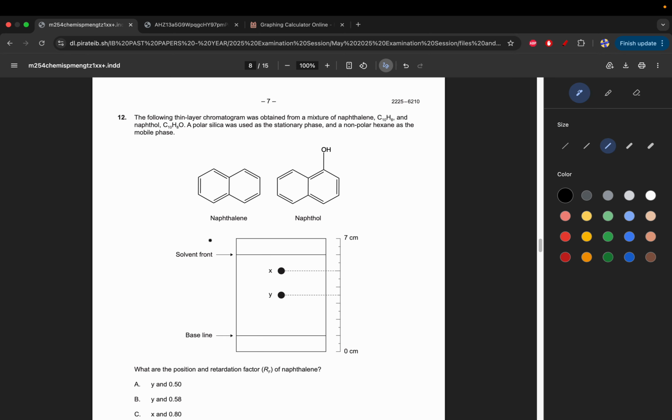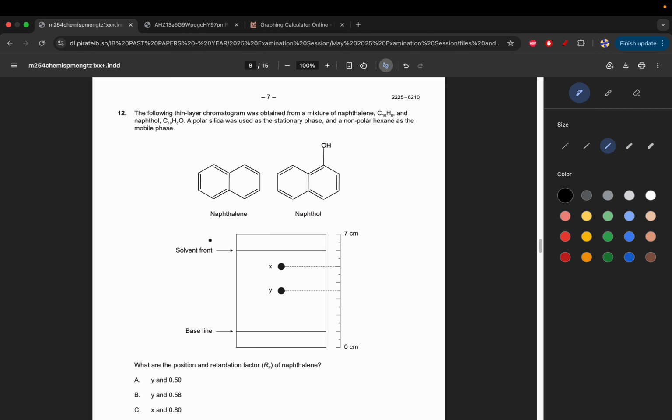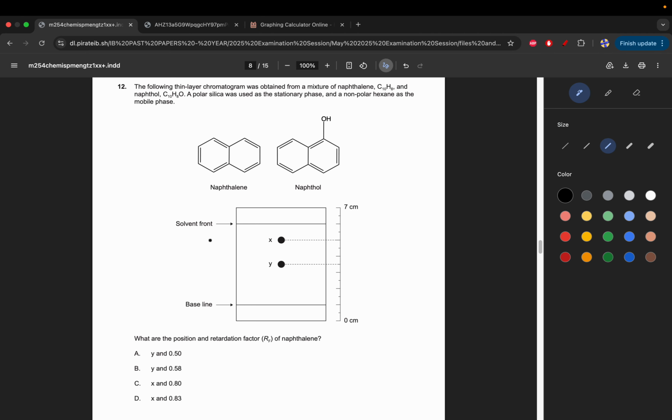The following thin layer chromatogram was obtained from a mixture of naphthalene and naphthol. A polar silica was used as the stationary phase and a nonpolar hexane as the mobile phase. What is the position and RF value of naphthalene?